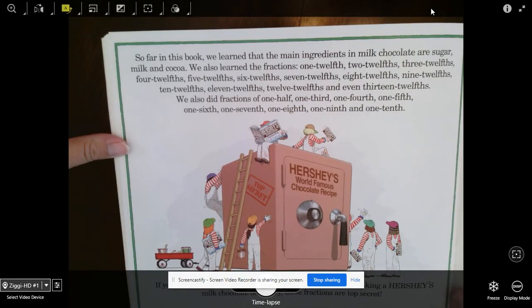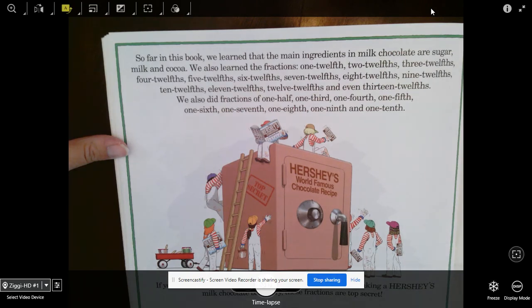So far in this book, we learned that the main ingredients are milk, cocoa, and sugar. We also learned fractions: 1/12, 2/12, 3/12, 4/12, 5/12, 6/12, 7/12, 8/12, 9/12, 10/12, 11/12, 12/12, and even 13/12. We also did fractions of 1/2, 1/3, 1/4, 1/5, 1/6, 1/7, 1/8, 1/9, and 1/10. If you want to know what fraction of ingredients are used in making a Hershey's milk chocolate bar, sorry, these fractions are top secret.